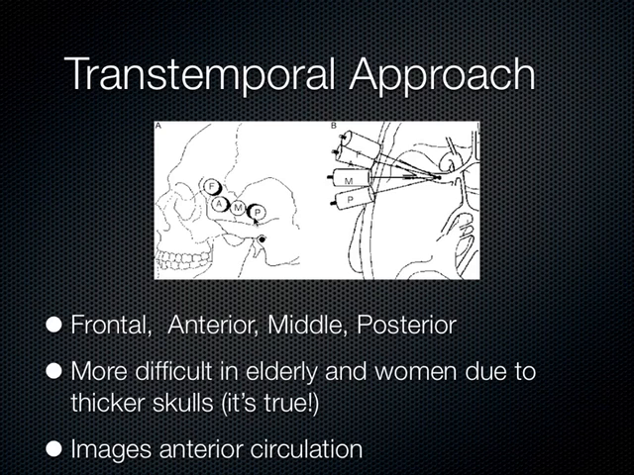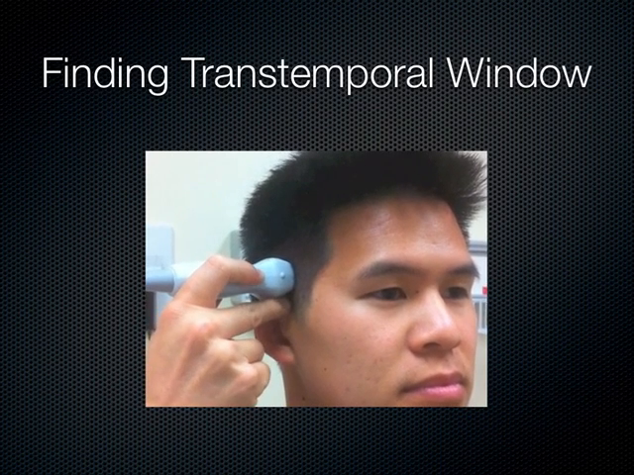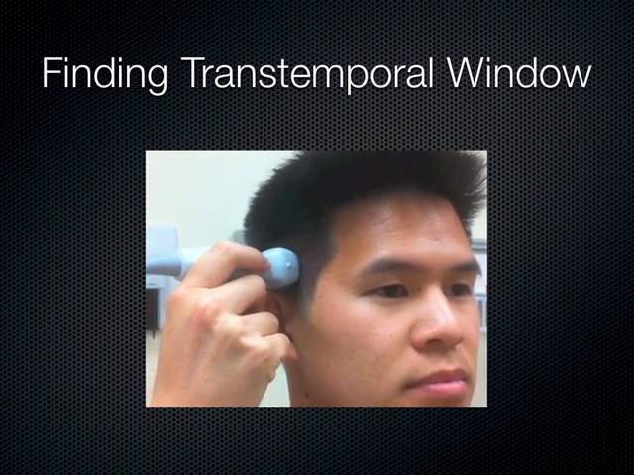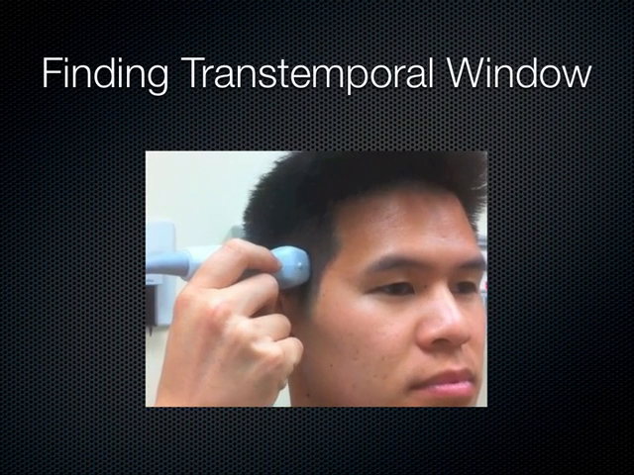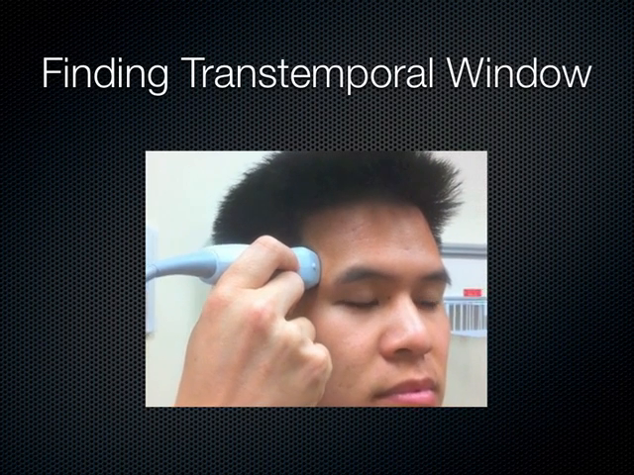There are 4 different locations to place the transducer along these bones here, and keep in mind that in older patients, and actually in women, these skulls tend to be a little thicker. I know it's kind of funny, but it's kind of true. With ultrasound, it's a little bit harder to see, but you can definitely see the anterior circulation using this transtemporal approach. I'm just scanning above this zygoma right here, and I'm basically doing a posterior view, going to the median and the anterior, and then the frontal view right here.